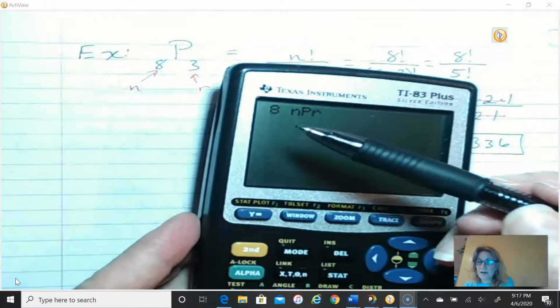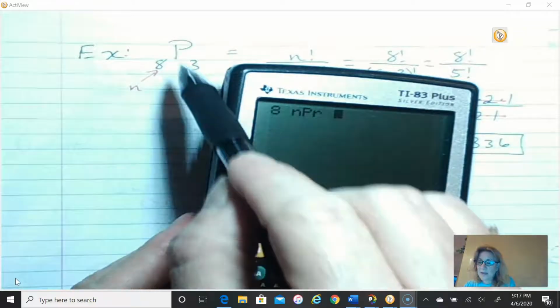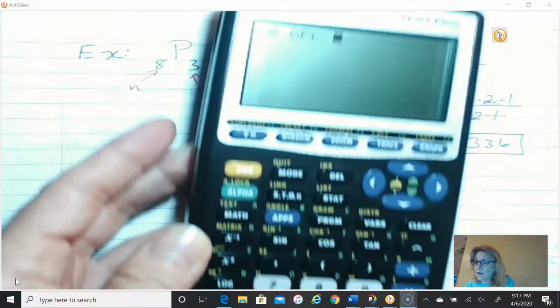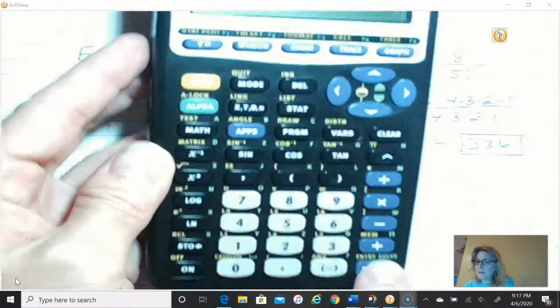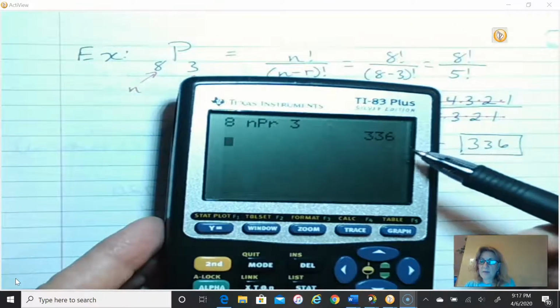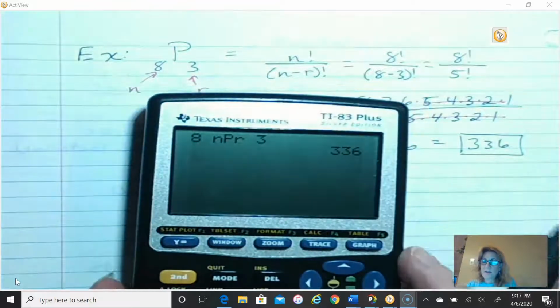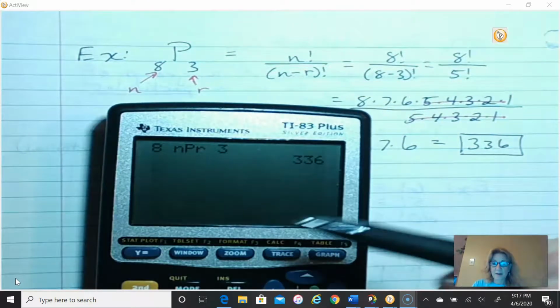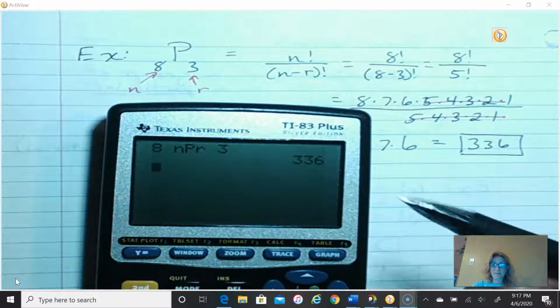And I'm almost there. 8 NPR. So 8 P and then 3. We need the R there. Hit enter. And I had 336 and it checks. So see, if you remember these steps and you have a calculator, this solves it instantaneously.